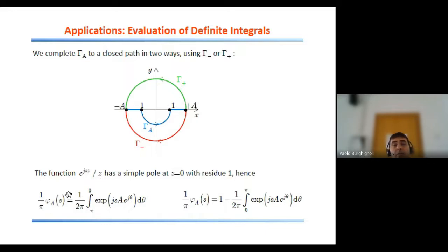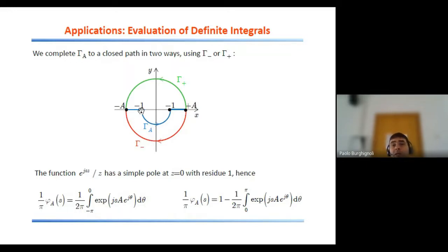This is equivalent to saying that the function 1 over pi times phi a of s is equal to its evaluation along the lower circle. So it's equal to 1 over 2 pi times the integral that goes from minus pi to 0. In this case, we are running along gamma minus, but now from minus a to plus a, and you evaluate the exponential, and the integral is evaluated with respect to the angle theta.